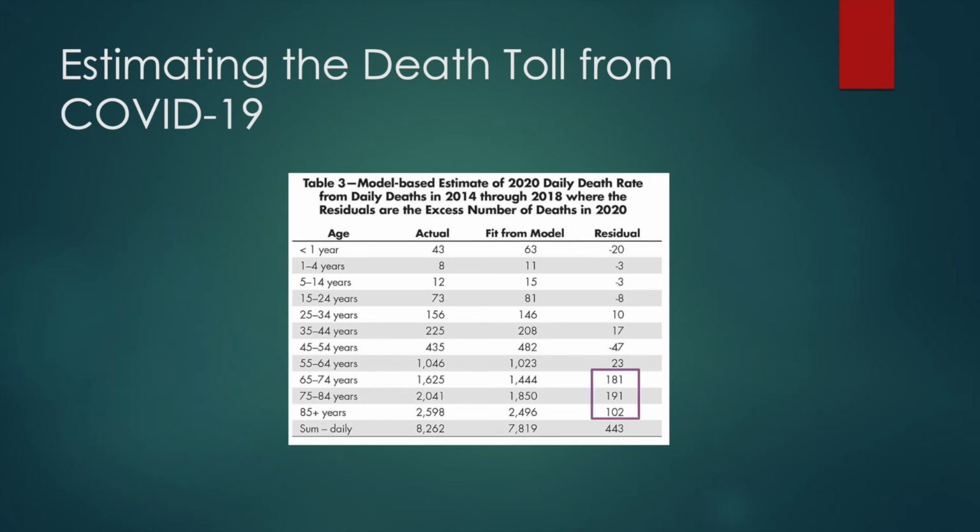Unfortunately, what we're seeing is a large excess in the number of deaths for individuals who are 65 years of age and older. You can see that for excess deaths of these individuals, we're ranging from 100 to about 200. This is in line with what we've seen in COVID-19 and how it disproportionately affects older individuals. Looking at the sum of daily deaths, we see that there is a residual of 443, meaning that the excess number of daily deaths in 2020 is larger than it was in previous years, and we're attributing this to COVID-19.